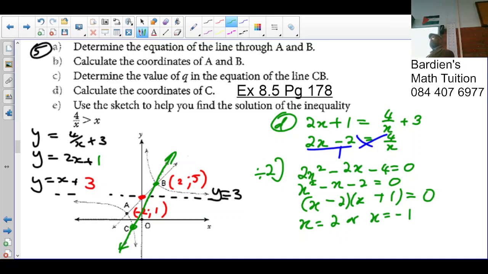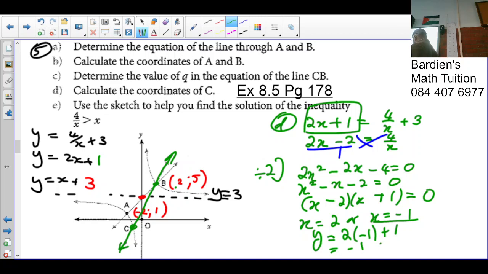Why are there 2 x values? There are 2 points of intersection. The 2 is accounted for already. Can you see here? 2 is accounted for already. So which one belongs to C? Negative 1. What do we do with that? Substitute into either the parabola, the hyperbola or the straight line. I'm going with the straight line. So y equals 2 times negative 1 plus 1, which is negative 1. So the coordinates of C are (-1; -1).